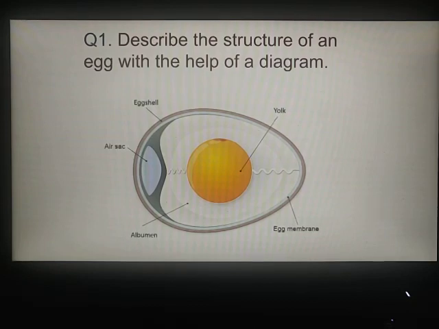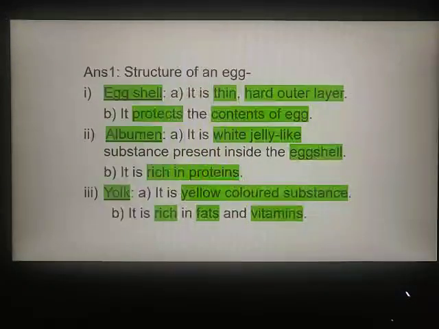And what is the function of yolk? Its function is to supply food for the growth of the baby or embryo inside the egg. So, the structure of an egg consists of 3 parts: eggshell, the hard outer covering; albumen, the white jelly-like substance present inside the egg and is rich in proteins; and yolk, the yellow-colored substance which is rich in fats and vitamins.